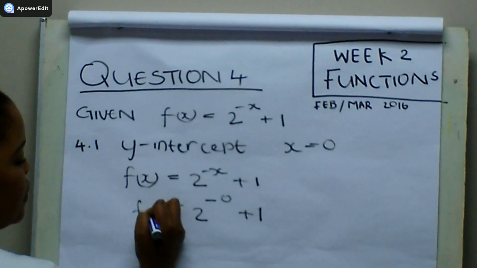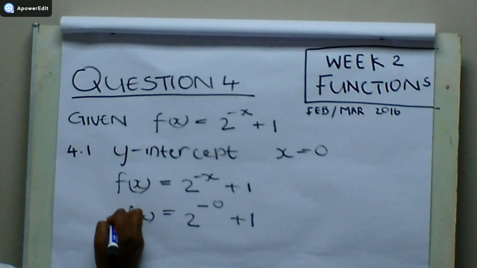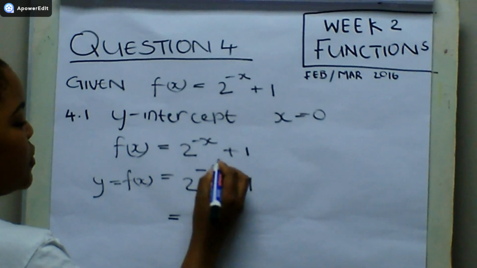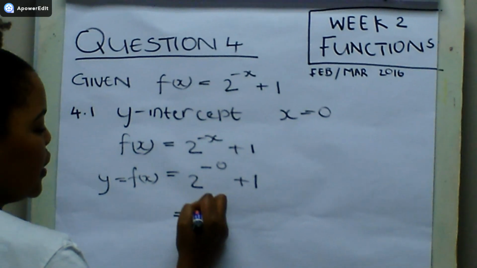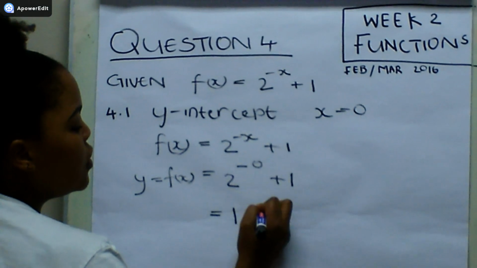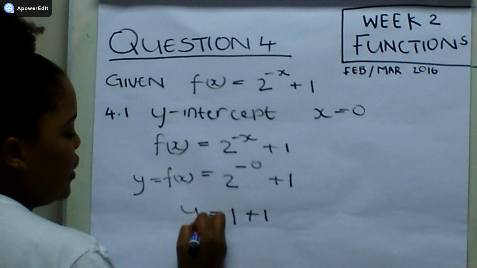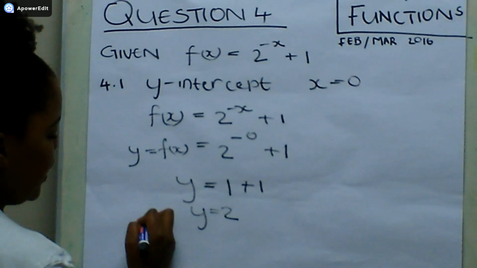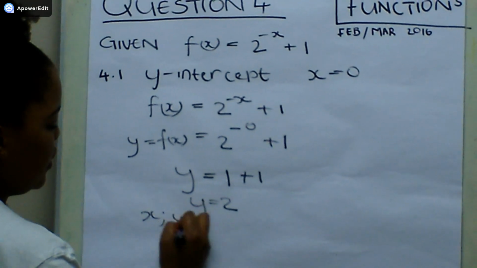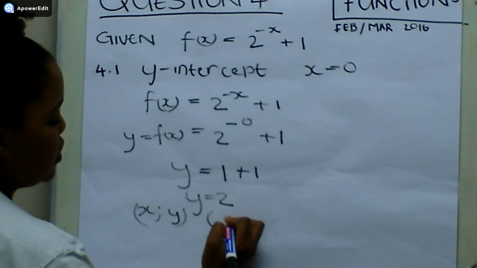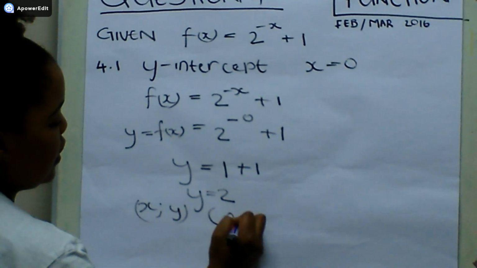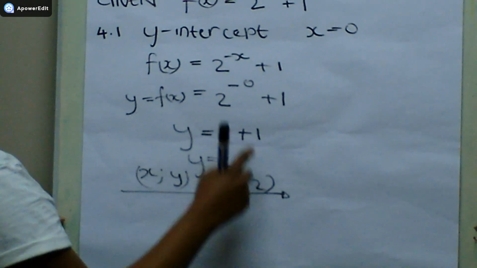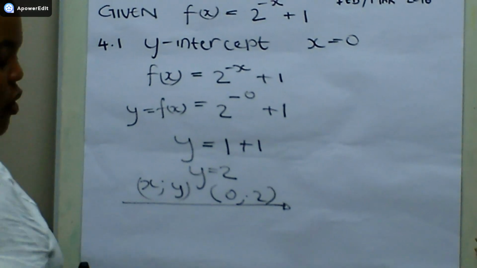As you can see, guys, I've already started. When you calculate the y-intercept, you make x equal to 0, and then you go ahead and substitute in the formula. So that's what I'm doing right now. I've substituted, and any number raised to the power of 0 becomes 1. So I get that to be 1, and 1 plus 1 becomes 2. And so that's the y-coordinate of my y-intercept. So I got my y-intercept to be (0; 2).